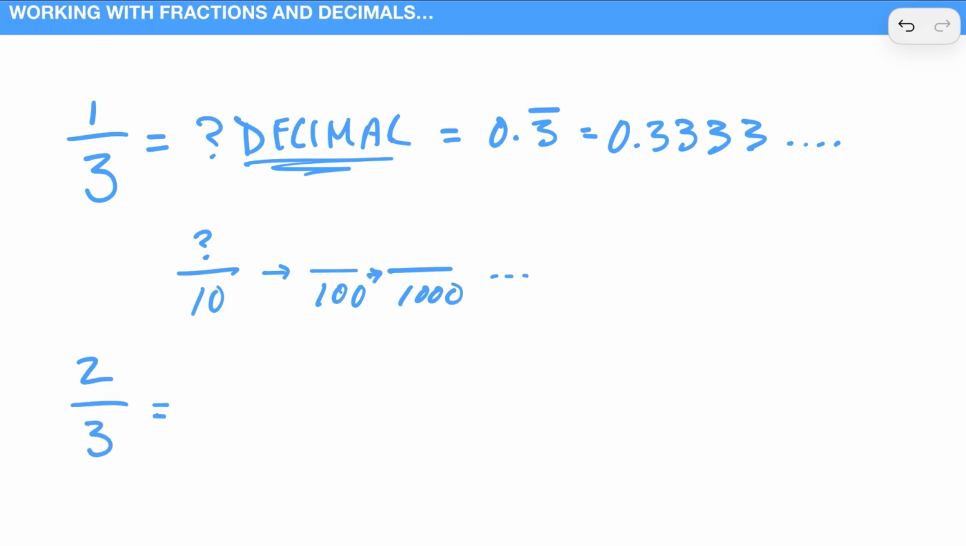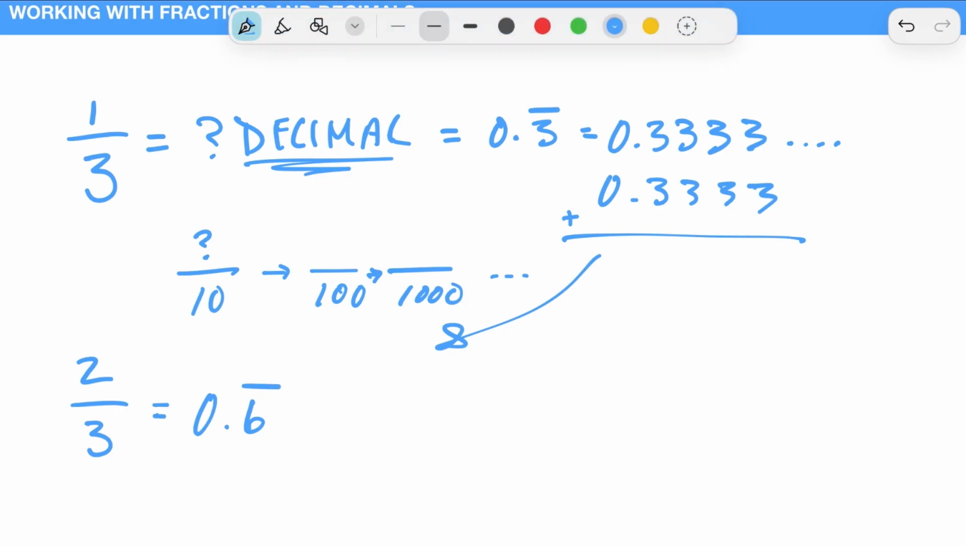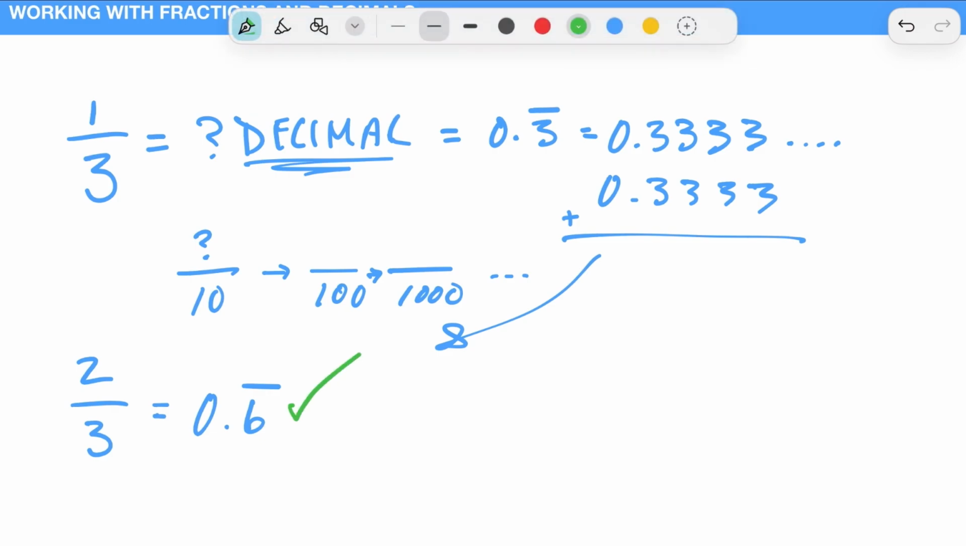Now, that might beg the question, okay, 2/3, what is that? You could say, well, it's 0.3333 plus 0.3333, and you would actually be correct. 2/3 is 0.66666 forever. But with our shorthand method, we could just put a little bar over top, and that would be acceptable. Now that's a little bit on how to work with fractions and decimals.